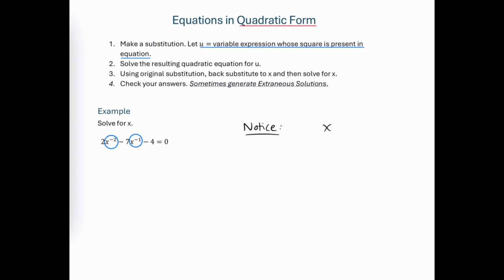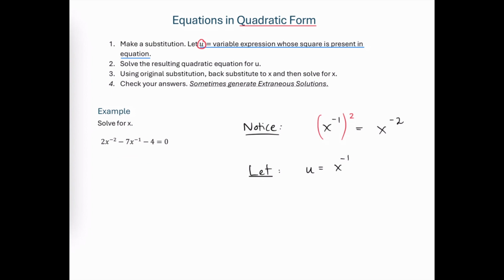Let's notice that if we were to take x to the negative 1 and square that quantity, when you raise a power to a power, you multiply the exponents and we get x to the negative 2. So x to the negative 1 is an expression whose square is also present in the equation. So we're going to let u be equal to that expression. So u is equal to the variable expression whose square is also in the equation.